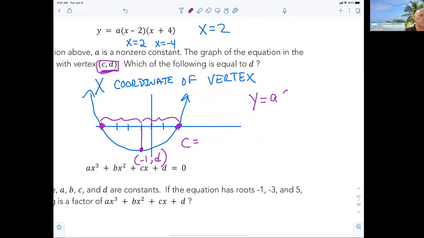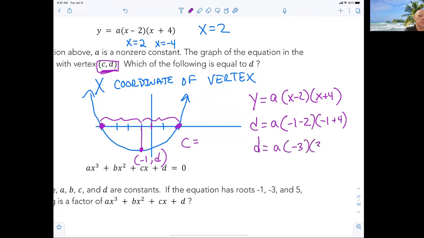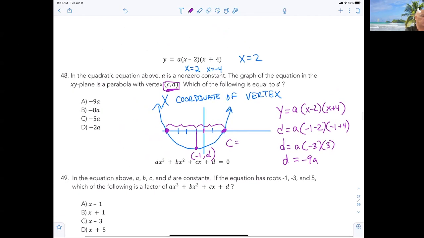Y equals A parentheses X minus 2 times X plus 4. Y is D. X is negative 1. So D equals A times negative 3 times 3. That was really hard, actually. That was really hard. All right. That's why I knew the answer was A.